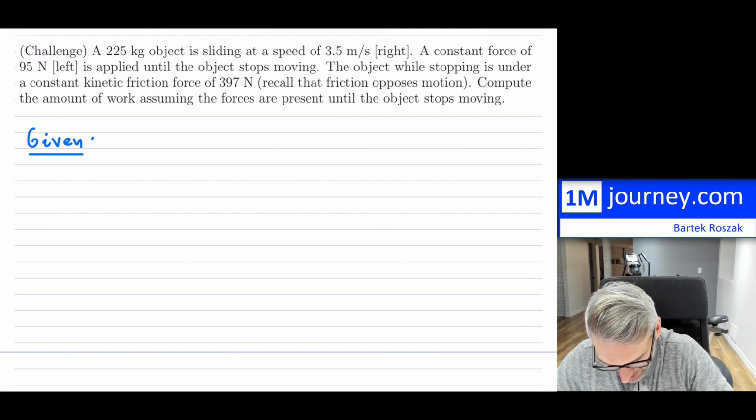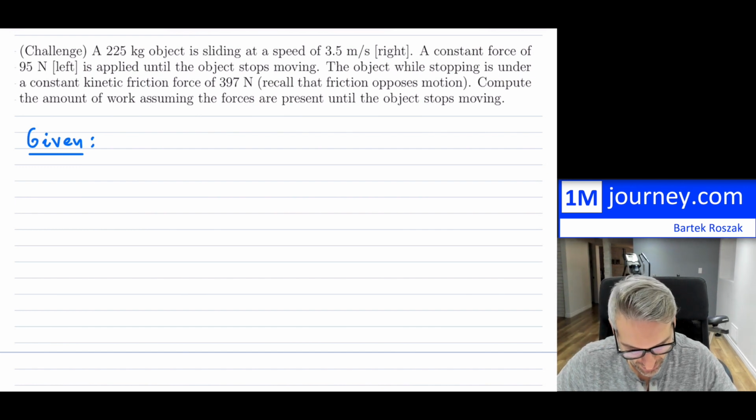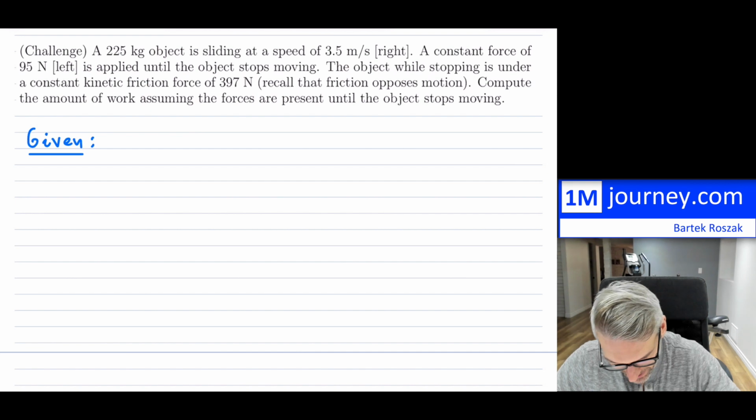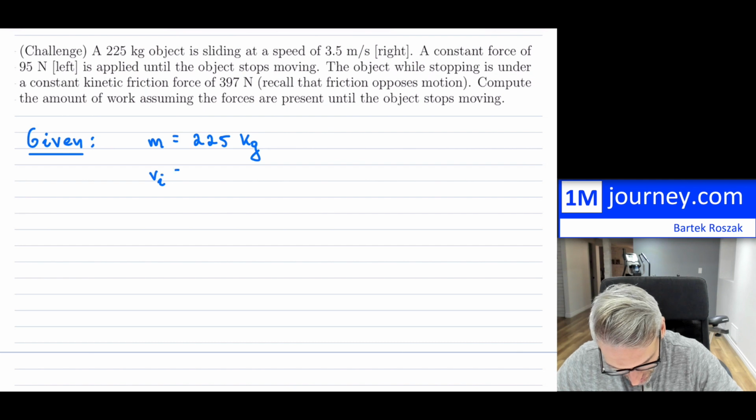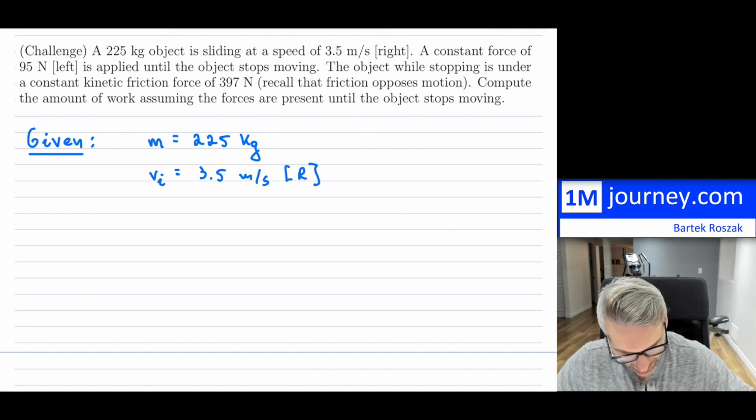So what do we have given? A 225 kilogram object is sliding at a speed of 3.5 meters per second to the right. So this is the mass of the object, 225 kilograms. We have the speed, and since it's to the right, it's actually a velocity. So this is 3.5 meters per second to the right. We have a constant force of 95 newtons to the left applied until the object stops.